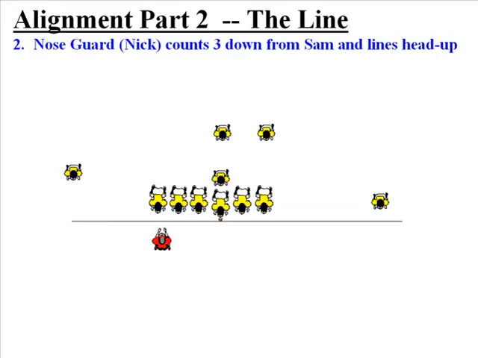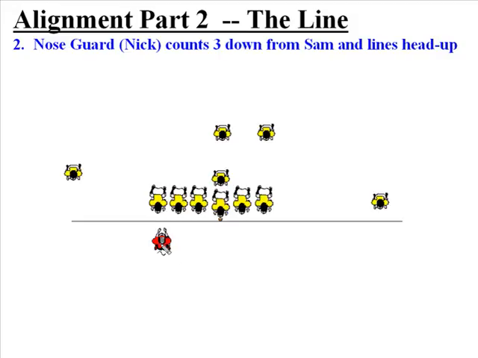Now, after the Sam linebacker does that, what happens next? The nose guard, whom we're also going to call Nick. Okay? Nick is our nose guard. And he's going to count 3 men down from Sam and line head up on that player.